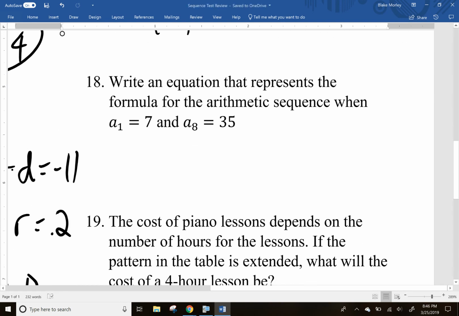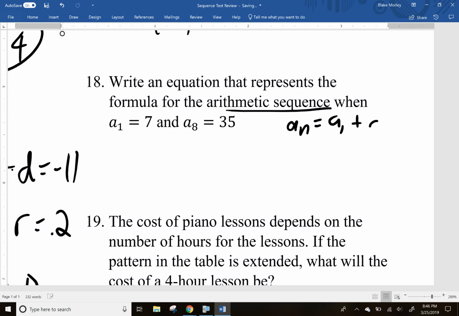So now, write an equation that represents a formula for an arithmetic sequence. So it's telling us an arithmetic sequence, so I know the formula for my answer will be in this format. But of course, I need to know A1, which is the first term, and I need to know the difference D. Now, it's easy here because I know that the first term is 7. So my formula is, I know, AN equals 7 plus, but I don't know what this D value is yet.